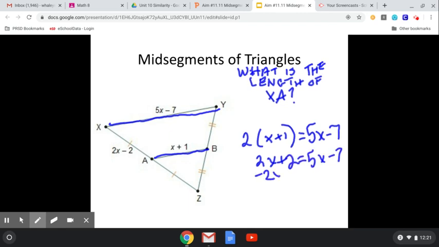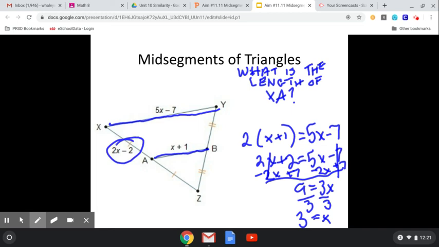I'm going to solve for x here. That cancels. Let me add 7 here. Sorry, writing on the screen. It's not my best handwriting. 3x is equal to 9. Divide by 3, divide by 3. X equals 3. So now that I know x is equal to 3, I can substitute that in right over here. 2 times 3 minus 2. 2 times 3 is 6. Minus 2 is 4. XA is equal to 4.